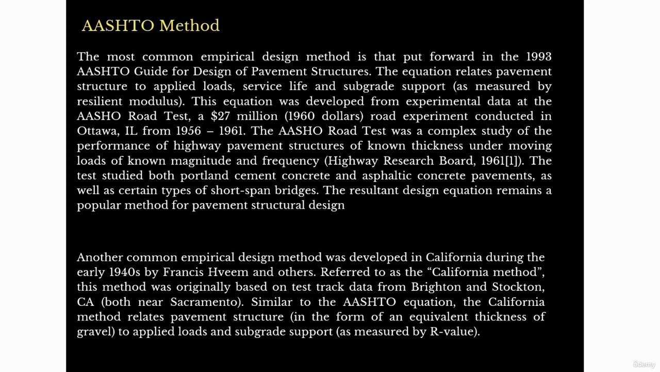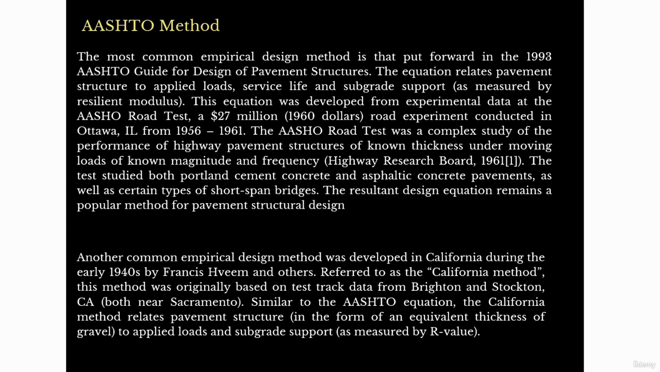The AASHTO road test was a complex study of performance of highway pavement structures of known thickness under moving loads of known magnitude and frequency, and this was done by the Highway Research Board. The test studied both Portland cement concrete and asphaltic concrete pavements, as well as certain types of short span bridges. So the resultant design equations are the popular method for pavement structural design. The basis of this is that all equations are derived from these experiments.